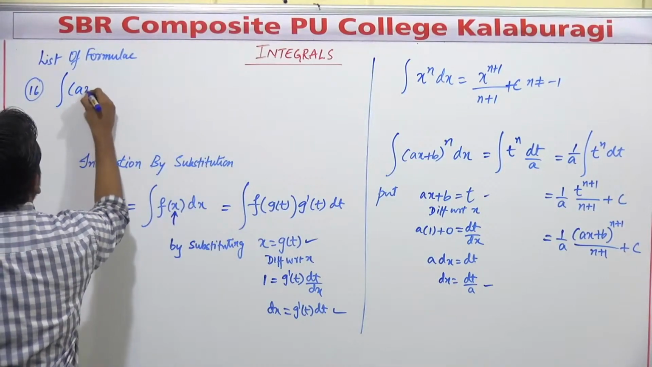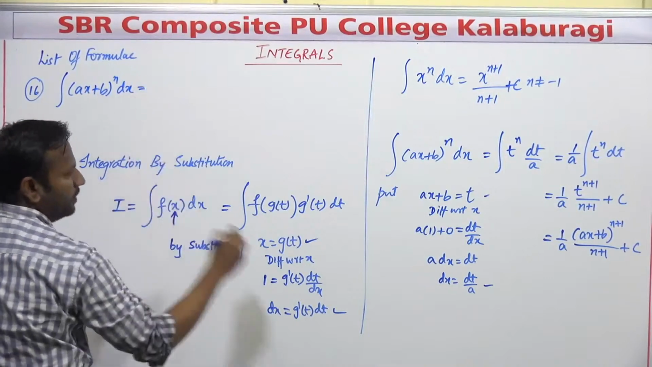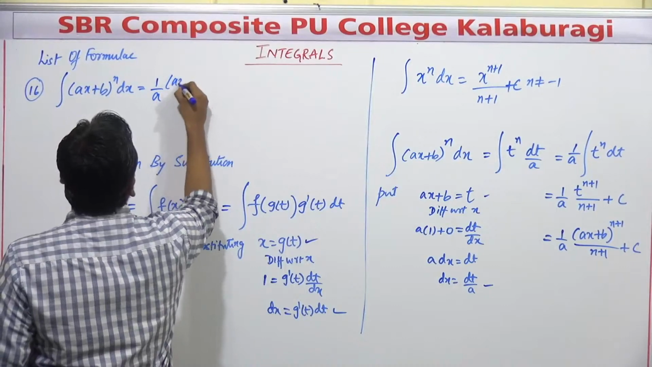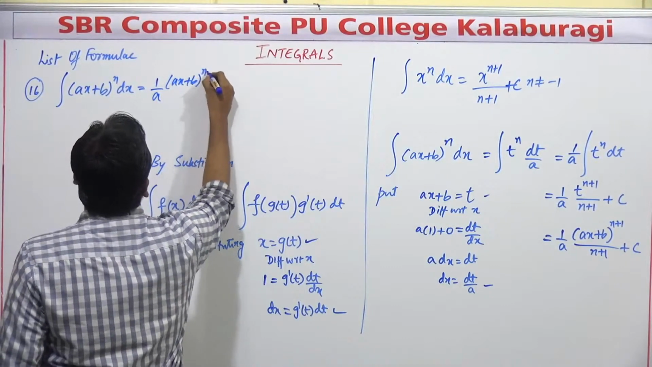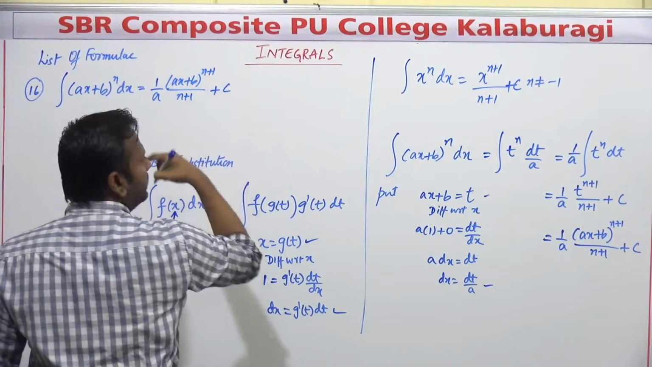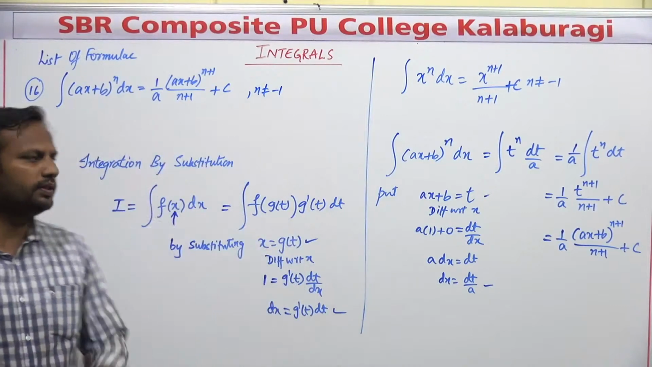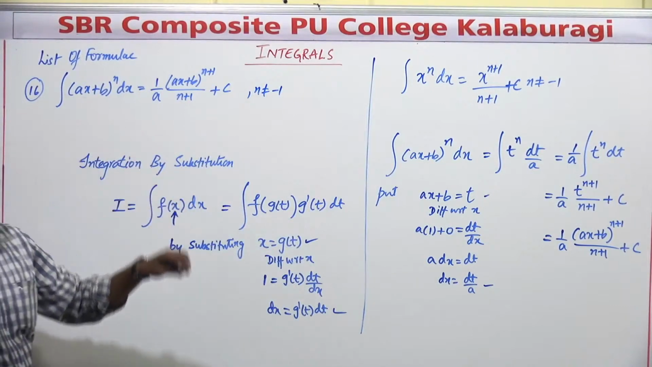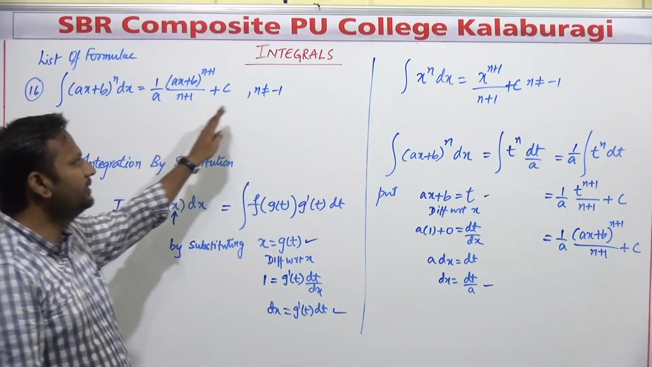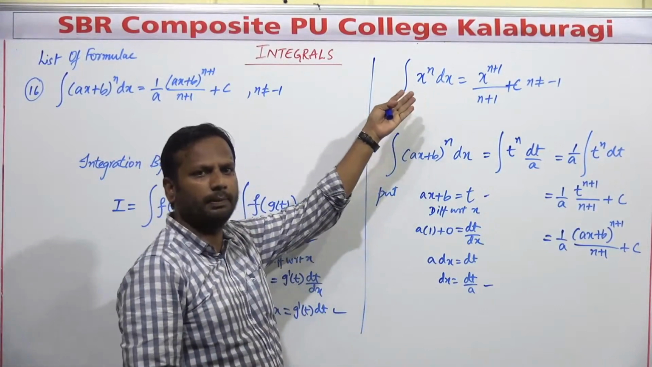Integration of ax plus b whole raised to n dx is what we got there. What we got? 1 by a, ax plus b raised to n plus 1 divided by n plus 1, plus c. Plus c you have to write compulsorily, where n is not equal to minus 1. This is one of the formulas you have to remember. Sir, how to remember all these things, sir? No, it is easy, right? Whether you know this formula, it is a simple basic thing here.